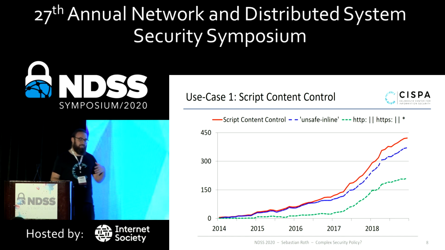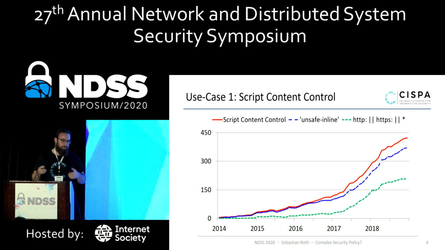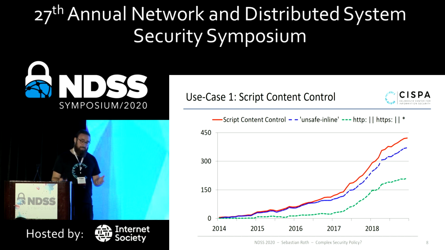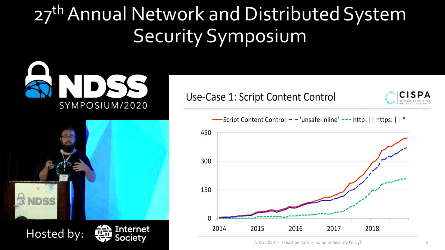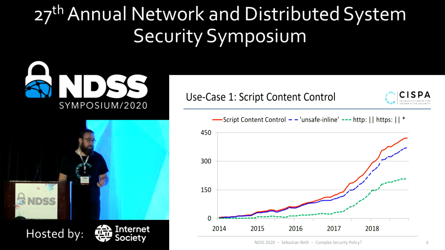For time reasons, I will only talk about the most common insecure practices here. As you can see in the dashed blue line, almost every policy out there allows the execution of inline JavaScript. And also whitelisting entire schemes is very common in CSP, as you can see in the dotted green line.